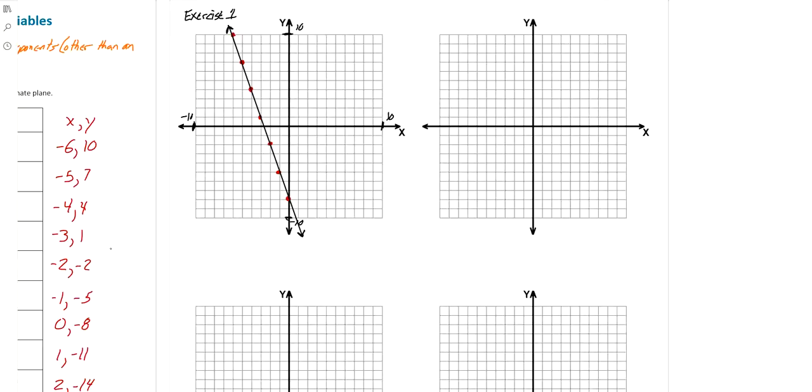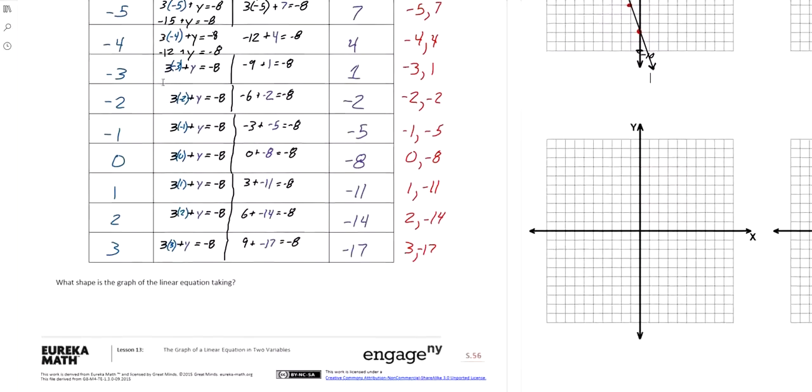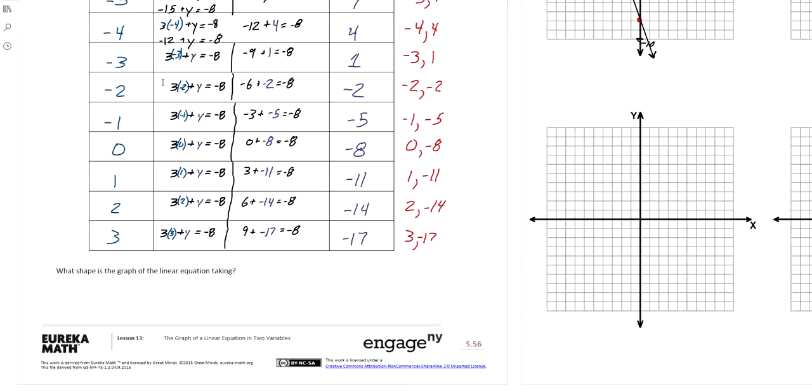So back to our question, what they were asking us. What shape is the graph of the linear equation taking? We'll just say a line.